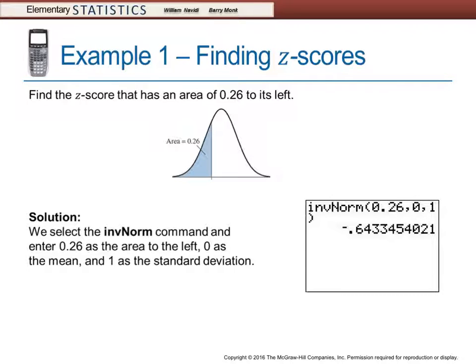So to find the z-score that has an area of 0.26 to its left, we select the inverse norm command using 2nd VARS, and we enter 0.26 as the probability, and then because it's the standard normal, the mean is 0 and the standard deviation is 1. The z-value we get back is a negative 0.6433.